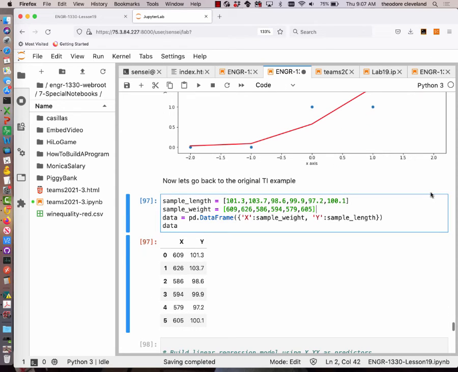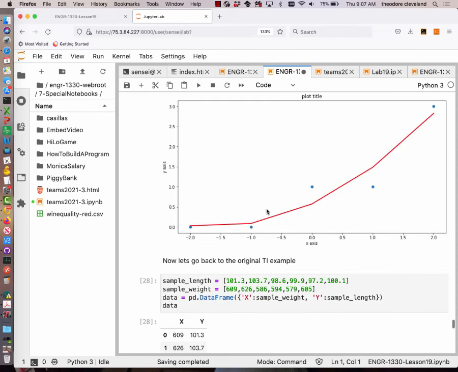Let's go back to the original Texas Instrument manual example. So we'll put sample length and sample weight in, and we'll convert them to a data frame named data. Anyone speculate a guess why I chose the name data for the data frame? Well, you'll see in a second. So there's our data frame.